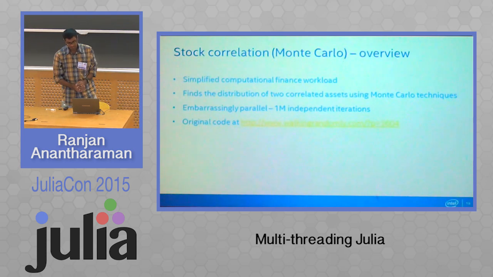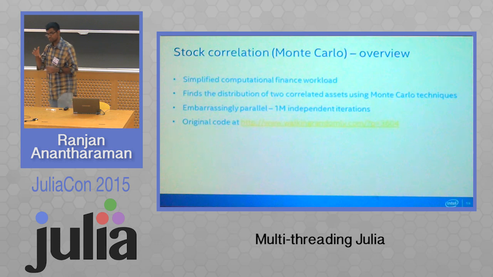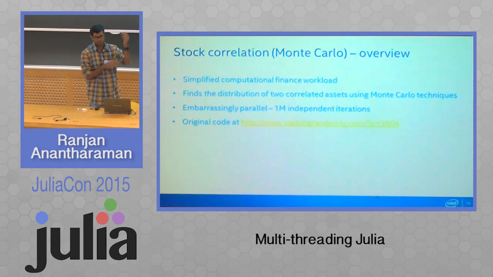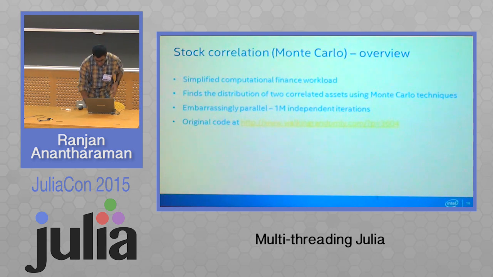Then we wrote a very simple Monte Carlo workload, where most of the compute is within one loop, which is embarrassingly parallel. Embarrassingly parallel stuff, so let's throw threads at it and see what happens. We ran around 1 million iterations. All these codes are available online also.